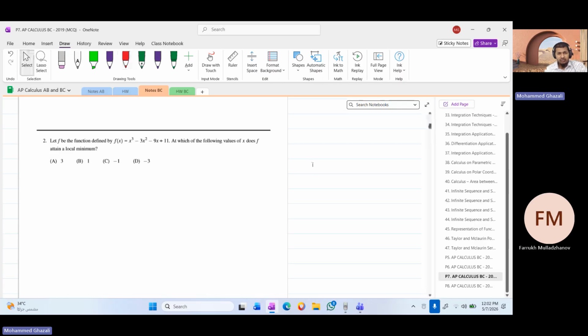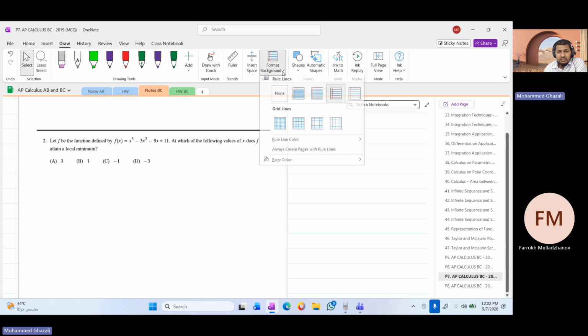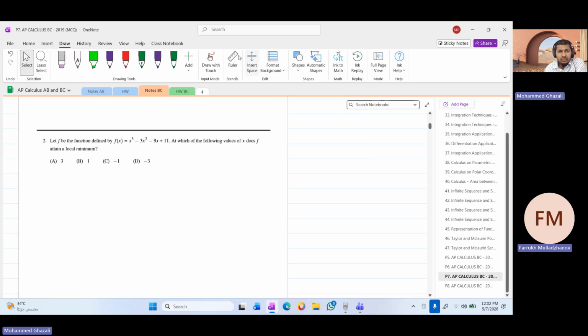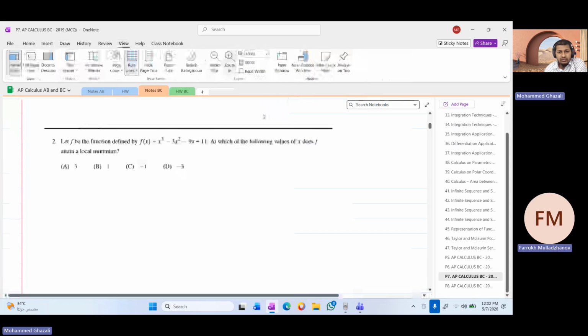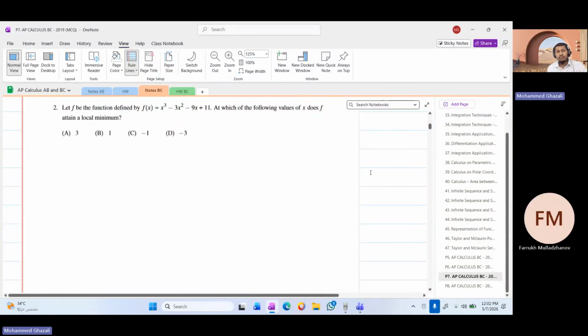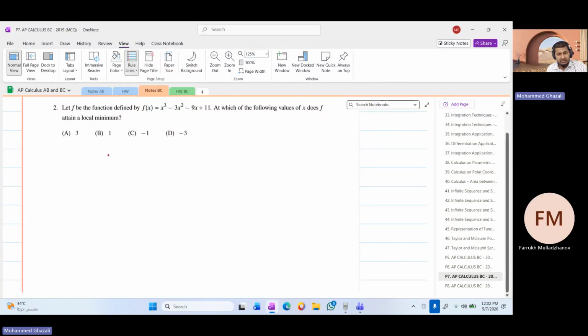Let f be a function defined by f of x. At which of the following values of x does f attain a local minimum? When they say local minimum, it's the same thing as saying relative minimum. And you need to find the derivative equal to 0. Basically critical values. So let's find f prime of x.